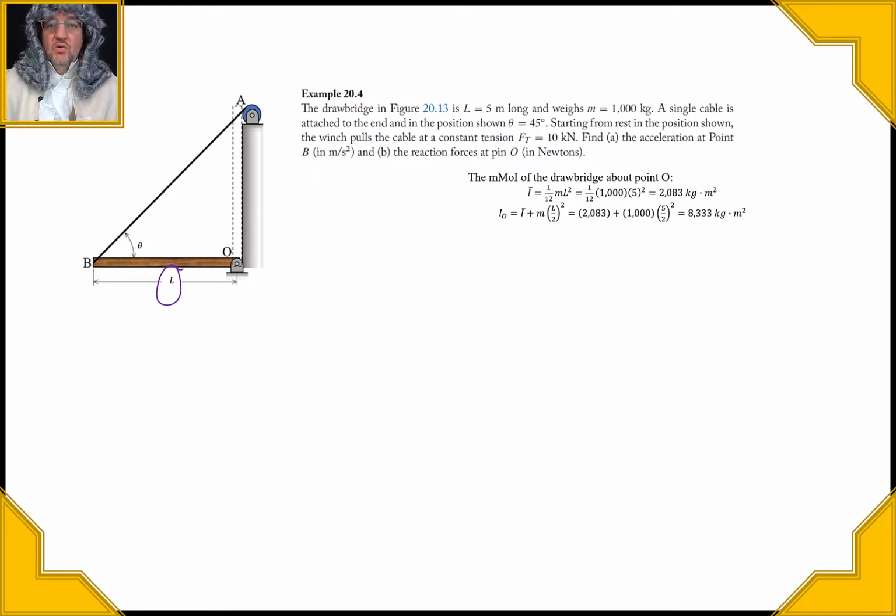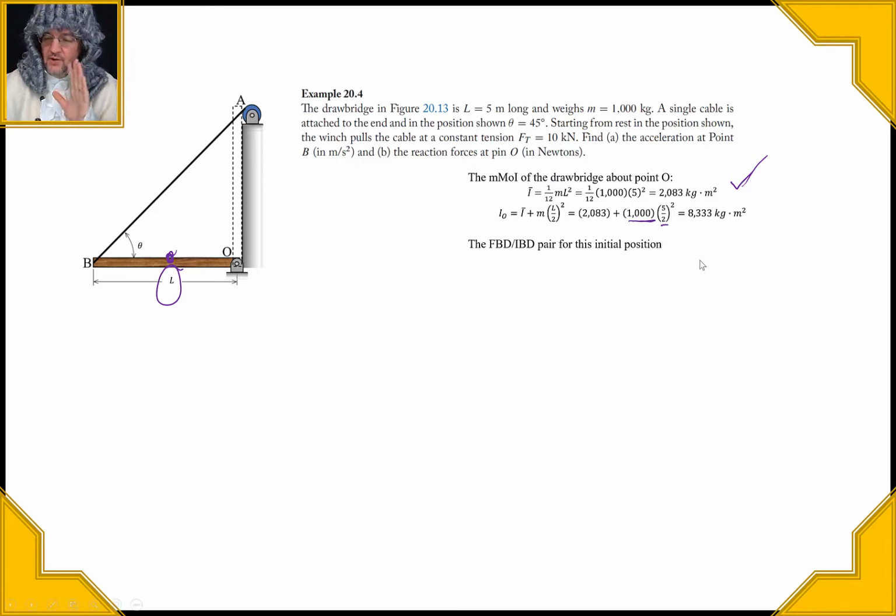Now let's take it about O. I think I do it two different ways, so we'll do it the first way. We'll just find the moment of inertia about O using the parallel axis theorem. The center of gravity is right here, but we want it about O, so we move it 1/2 of the length, or 5 divided by 2, and you can see it's a considerable amount. A lot of times when you move something, it has a large effect on the overall moment of inertia compared to the moment of inertia about the center of gravity.